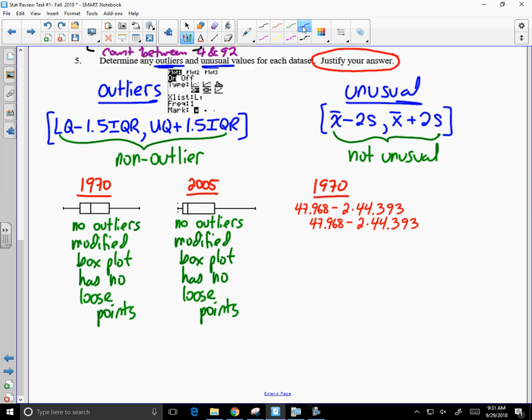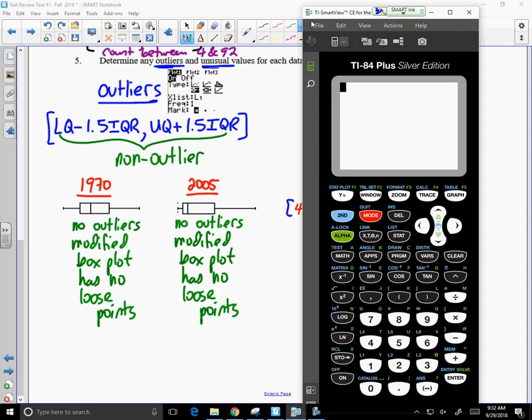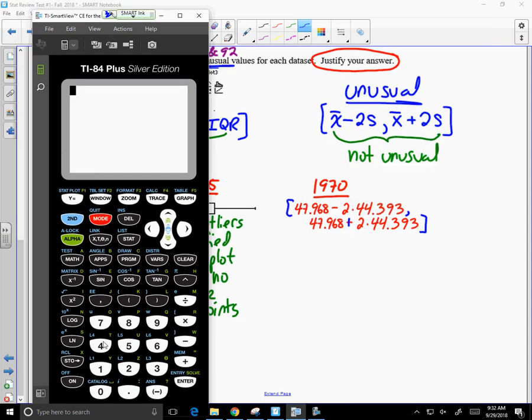So I'm just going to kind of stagger it this way. So 47.968 minus 2 times 44.393. Enter. Second enter to recall the previous calculation.